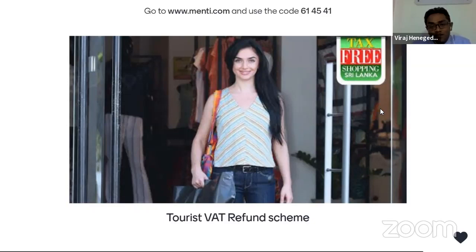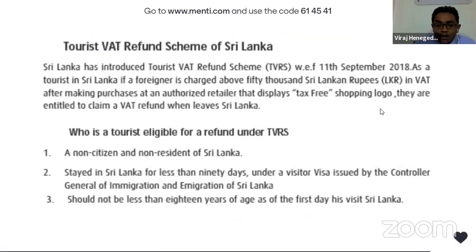Now, in other countries, how it operates: if you go to a country like Singapore, when you buy goods, you need to anyway make the payment for VAT, but when you are leaving at the time of departure, there is a counter where they refund your VAT amount. The same thing is happening in Sri Lanka. You can see here, the tourist VAT refund scheme was actually introduced on 11 September 2018. And how it operates, we have a video. I will show you how it operates step by step.